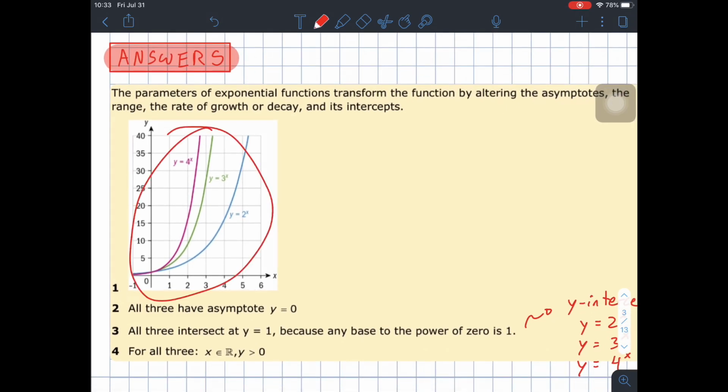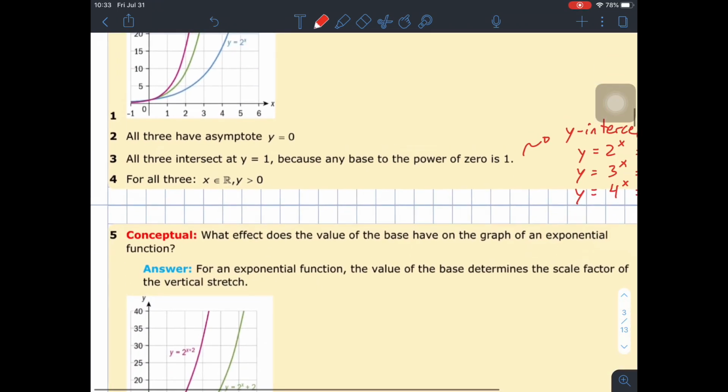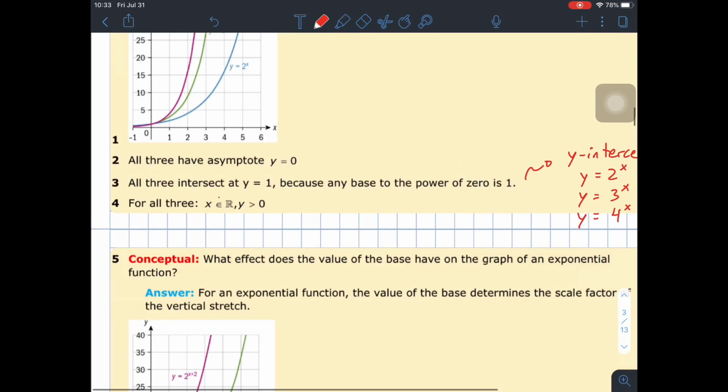And that's true for the three functions. All of them have the same domain and range. So it says for all three, the domain is x belongs to all real numbers. That means from negative infinity to positive infinity. And y is greater than 0 is the range.